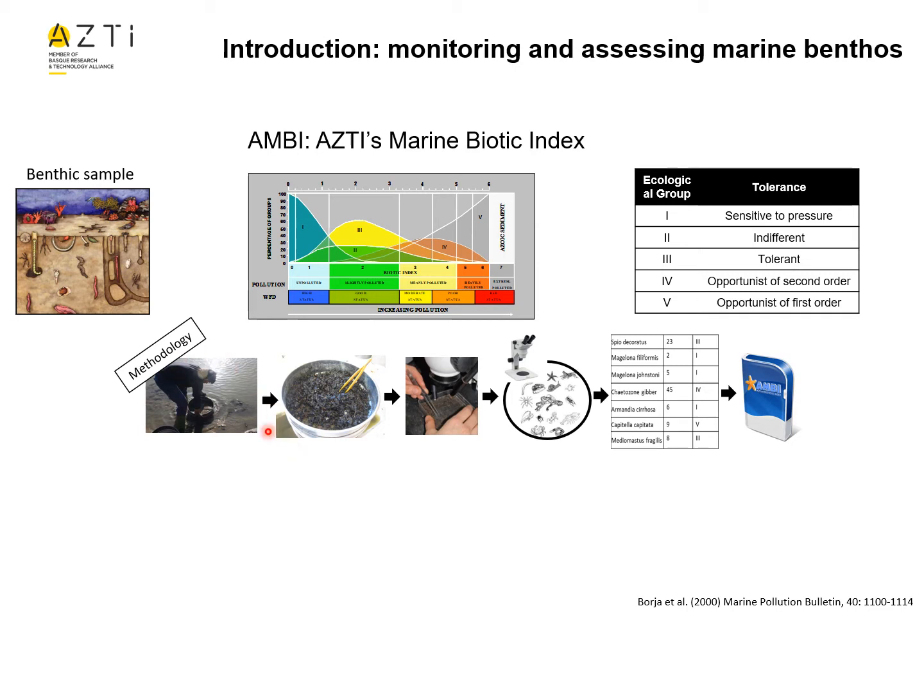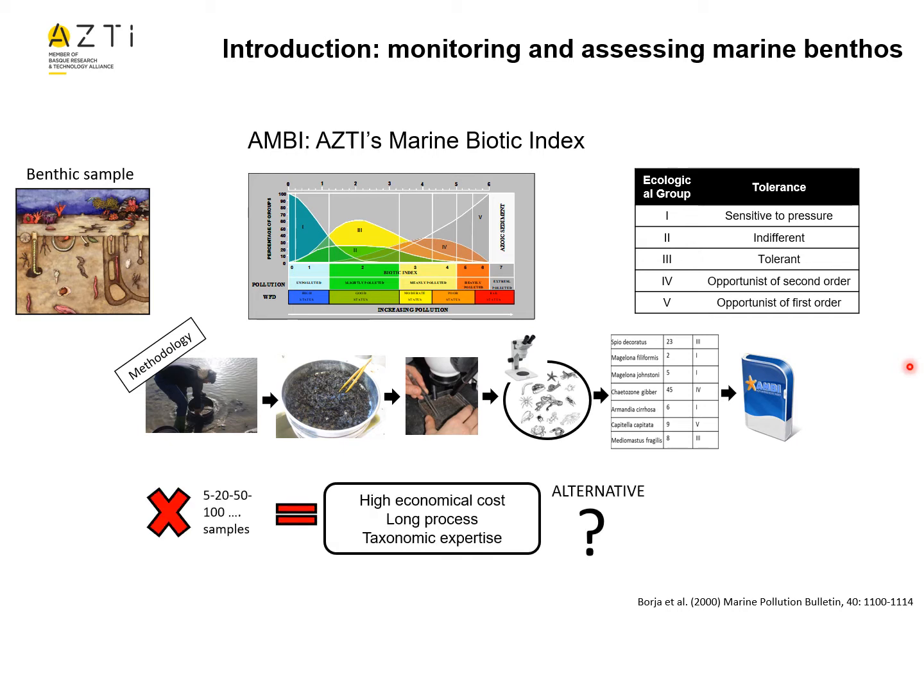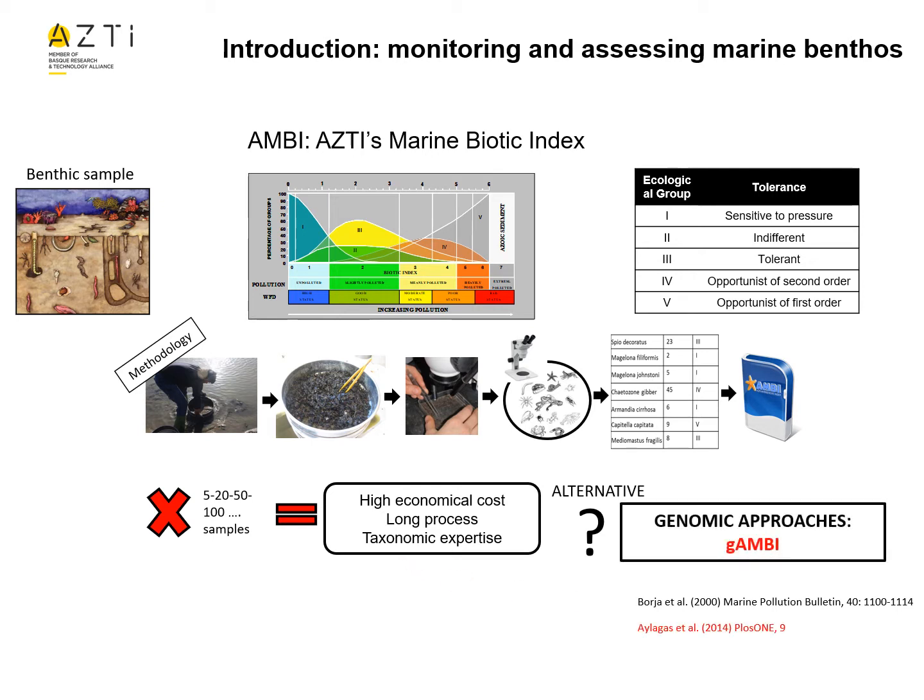Hence, if you take the sample and you pick up all the species, identify the species and count, then you can calculate this AMBI value using software. However, if you have many samples, this has a high economic cost and also takes a long time to obtain the information, and you also need taxonomic expertise. So we were thinking about different alternatives, and the best could be the use of genomic approaches.